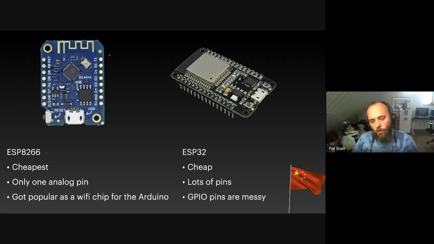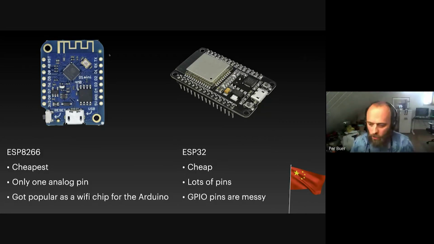That's on the right. You see its bigger brother, the ESP32. It's still a cheap microcontroller. You typically pay maybe $4 or $5 for them. They have quite a few pins on them, so you can connect tons of stuff. The GPIO pins are a mess. There are hundreds of different versions of these modules, and each of them has a slightly different pin layout. So I spent a lot of time Googling.